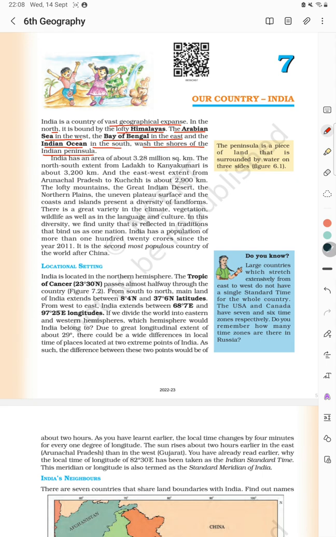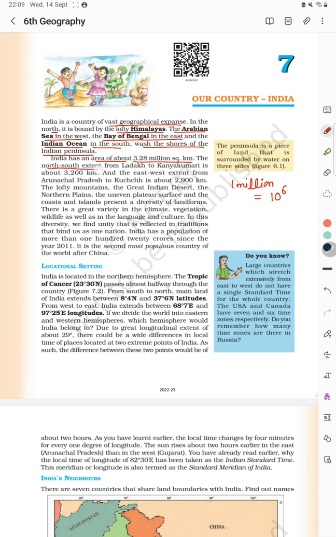south. So India has an area of about 3.2 million square kilometer. 1 million is equal to 10 raised to power 6. Okay, 1 million is equal to 10 lakh. So basically India has an area of about 3.28 million square kilometer.